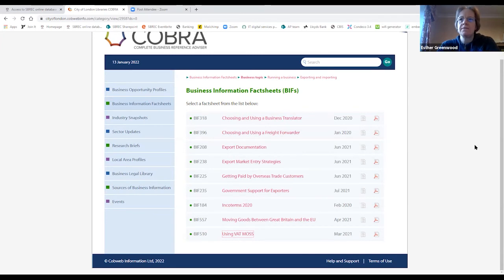Yes, so every page is updated at least every 18 months, or they review it every 18 months. However, some of the pages are updated more often, as you say, when pieces of legislation change, especially the tax ones, for example. You'll find they're updated every February and March, ready for the new financial year in April. So they do keep abreast of the business opportunity profiles and other things like this, and you can see the date that each page was written and when it was last updated. So, for example, this one about moving goods between Great Britain and the EU was last updated in April.